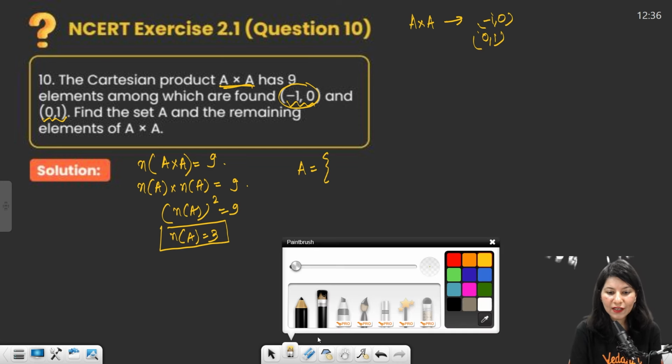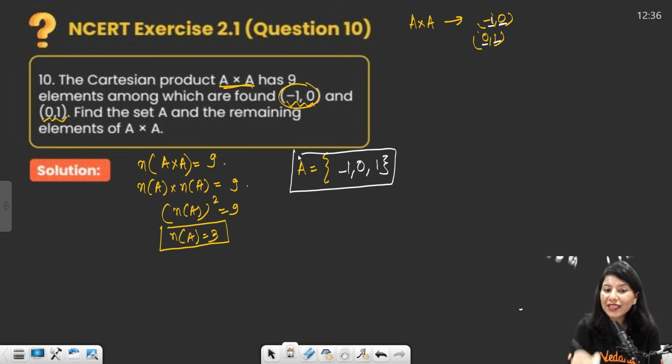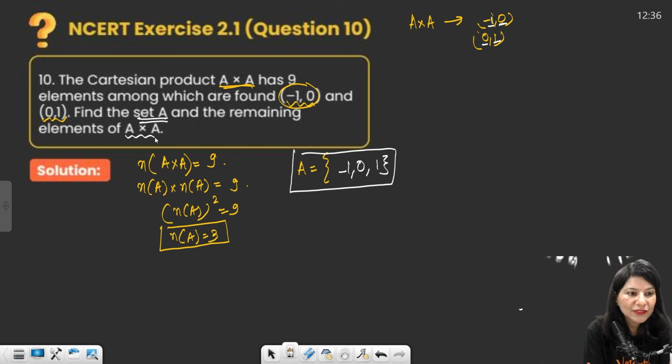That means the first element, that is minus 1 and 0, will come from A. So minus 1 and 0 will be sitting inside A. And the second element, 0 and 1, both are in A. So 0 is already written. So 1 is that element which is pending. So now cardinality of A is 3 and all the 3 elements are minus 1, 0 and 1. Okay? So find the set A which is done and the remaining elements of A cross A.